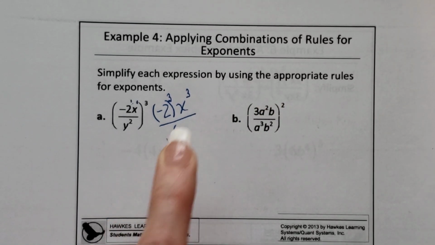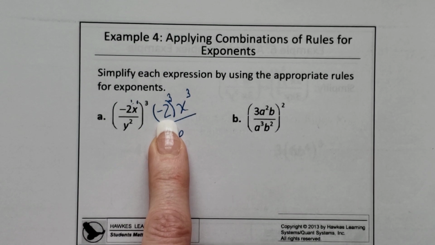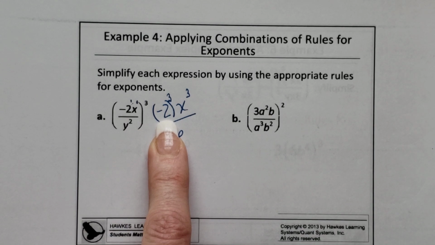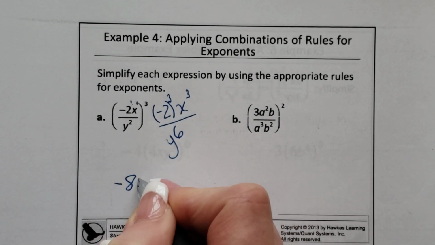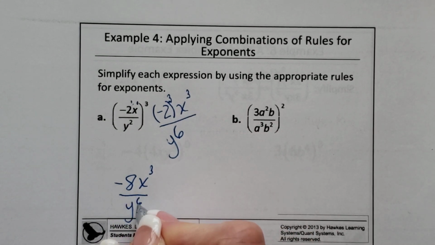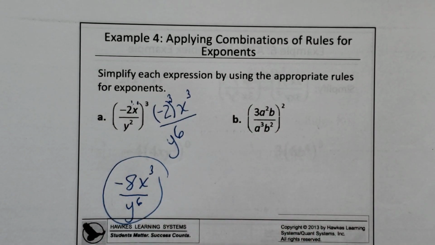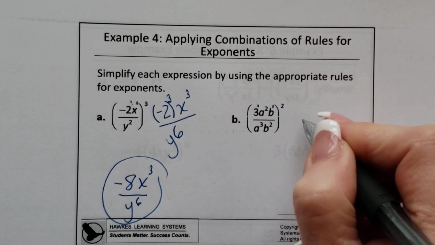All right, so now we can say what is -2 times -2, which is positive 4, and positive 4 times -2 is -8. So -8 times x to the 3rd, y to the 6th. That's our final answer. Letter B, now it can get quite long. If you don't see an exponent, automatically put a 1 there.